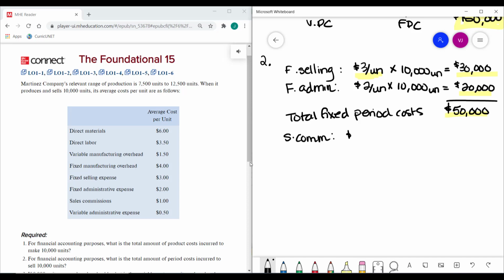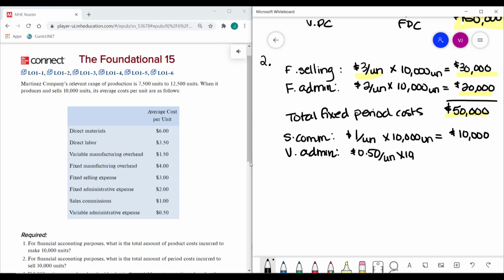All right, so these sales commissions come out to $1 a unit sold. And if we sell 10,000 units, the total sales commission cost comes to $10,000 for this level of activity. And then we have variable admin expense. That comes out to 50 cents per unit within the relevant range.